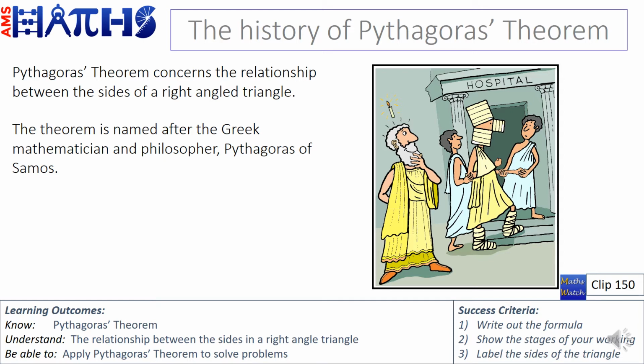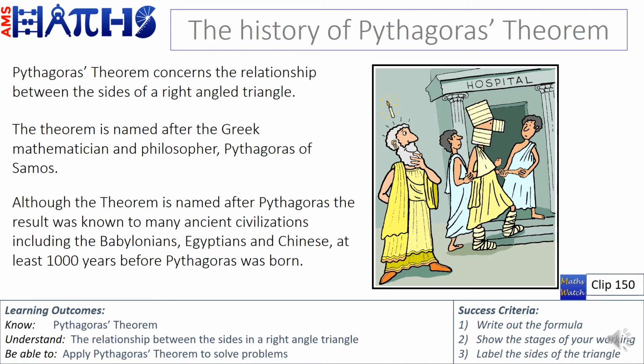So even though he created this theorem, the idea of how the Pythagoras theorem works actually was known before he came up with the theorem. So he got the recognition for creating the theorem, really, even though the idea was already known.